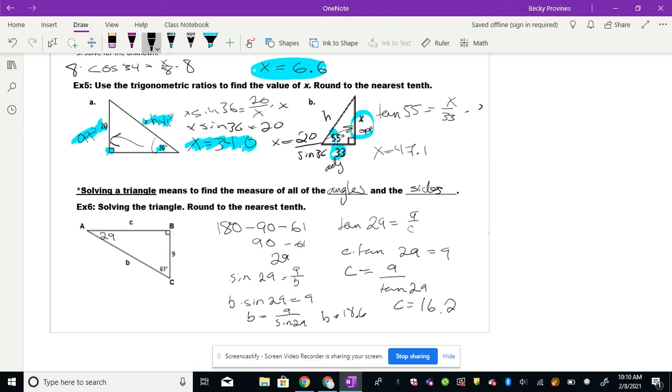To get x by itself, we're going to multiply both sides by 33. So we get 33 tangent of 55 equals x. Plug that into our calculator. We're going to get x equals 47.1.